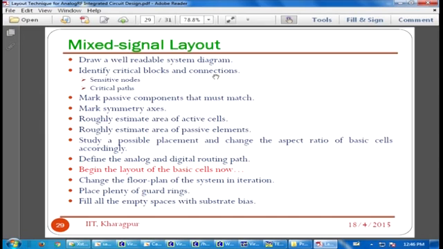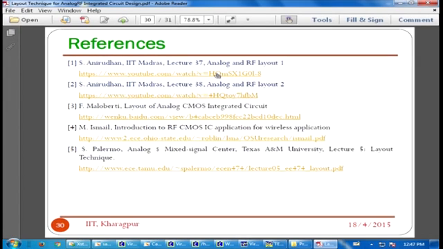So finally it is a mixed signal layout. Draw a well readable system diagram. Identify critical blocks and connections, sensitive nodes and critical paths. Mark passive components that must match. Mark symmetry axes. Go to the design. You can read it. So these are the references we will make.